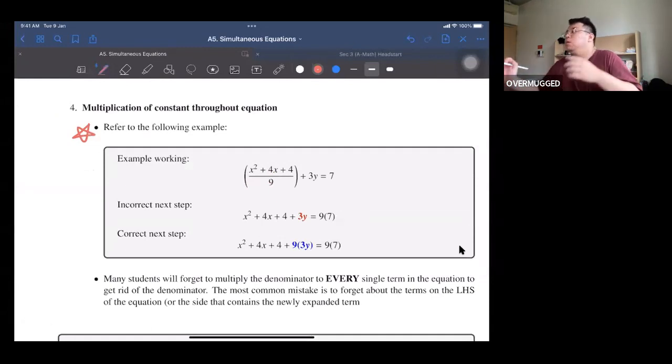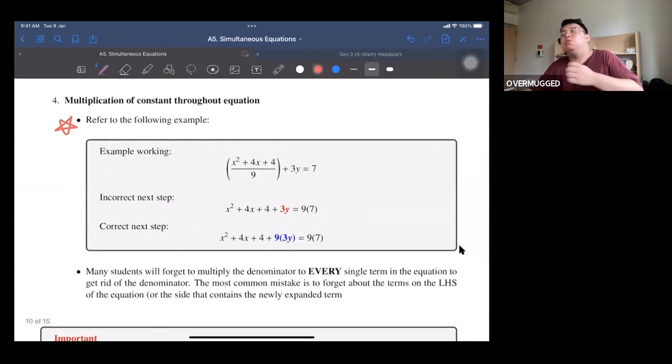Okay, which is talking about the multiplication of the constant throughout the equation. What does this mean? Whenever you're dealing with a fraction, after you have squared the denominator, you have a number at the bottom. Your next step is to linearize this equation, so it's to make everything into a beautiful straight line. And how you do that is by getting rid of the denominator by multiplying this 9 out.